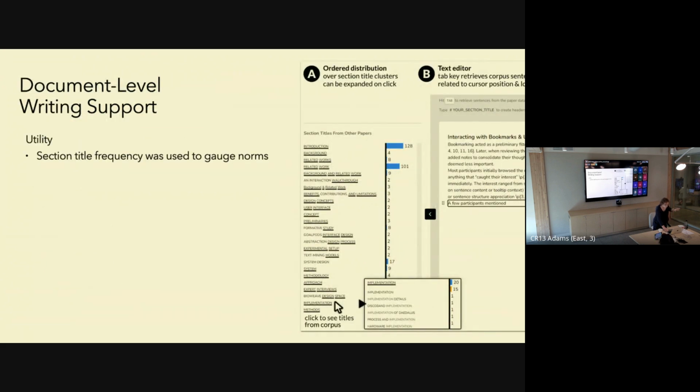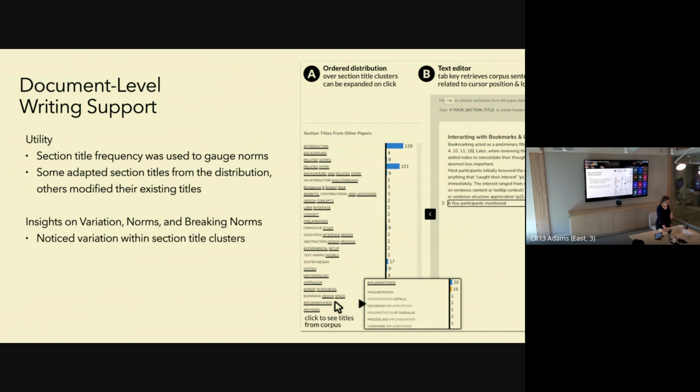In terms of the document level writing support, they found that the section title frequency was used to gauge norms, as we expected and hoped. Some adapted section titles from the distribution, others just modified their existing titles. And they noticed variation within section title clusters. So if you opened up one of these, the implementation cluster, everything mentions implementation in this cluster, but some are like implementation details, or DisCoBand, a particular system implementation, and different ways people name their implementation sections.